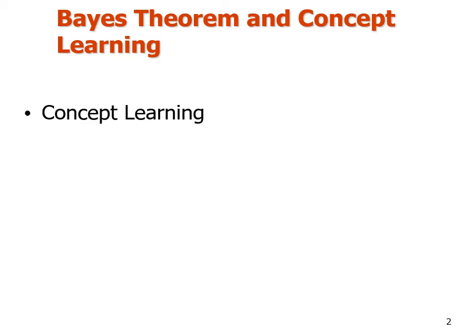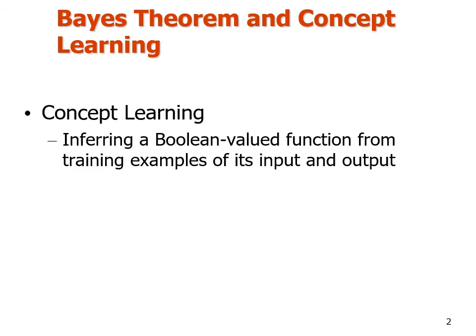So what do we mean by concept learning? In concept learning, we are given examples that are labeled as members or non-members of the concept. Concept learning enables us to automatically infer the general definition of some concept. Or in other words, concept learning is inferring a Boolean valued function from training examples.